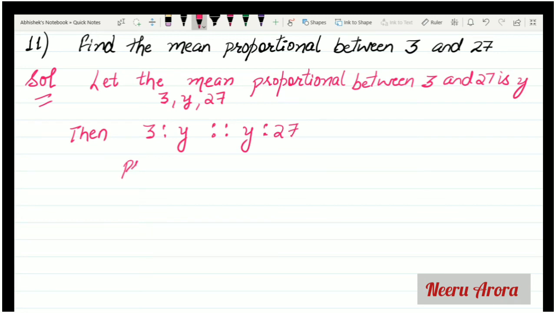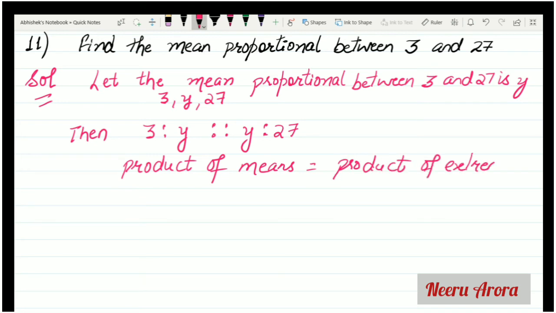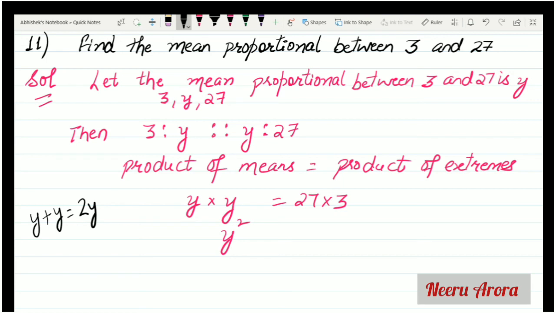Now these four terms are in proportion. So product of means is equal to product of extremes. So here y into y, 27 into 3. Y into y is y square. Now sometimes students make the mistake of writing y into y is equal to 2y. Y plus y is 2y. Y into y is y raised to power 2. So this is the difference. Y plus y is 2y. Y multiplied by y is y square.